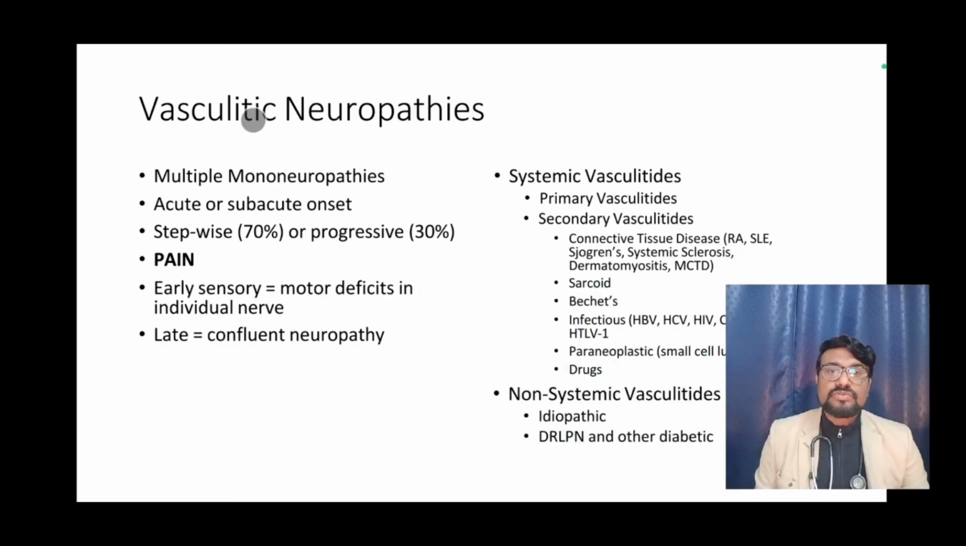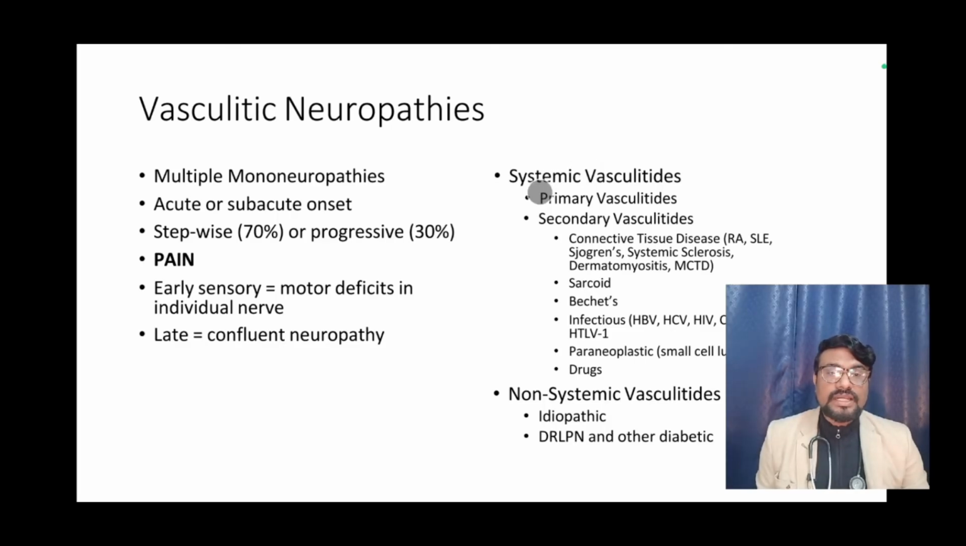So, these vasculitic neuropathies will have multifocal mononeuropathies, with acute or subacute onset, a stepwise progression in 70% of the cases and progressive in 30%. It is a painful neuropathy and early sensory and motor deficits are prominent in these vasculitic neuropathies. Later stages include confluent neuropathies. So, these are the common presentations of vasculitic neuropathies.